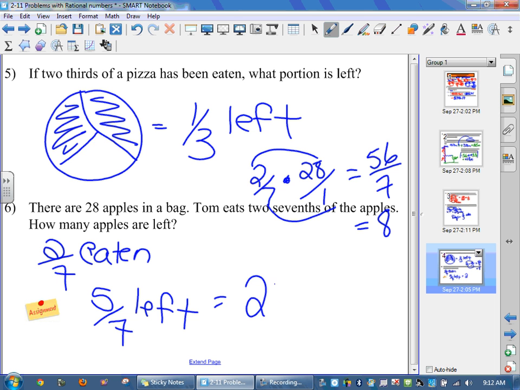Okay? Now, if you had taken the 5 over 7 and figured it out first, you would have taken 5 over 7 times the 28 over 1, and you would have got an answer of 20 instead of 8. And that's how much would be left. Okay? This is the end of lesson 11.